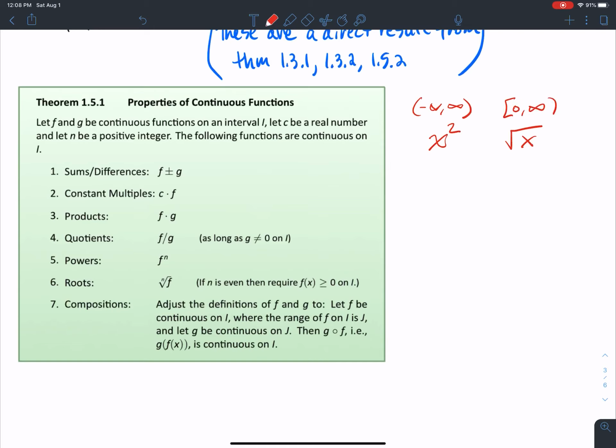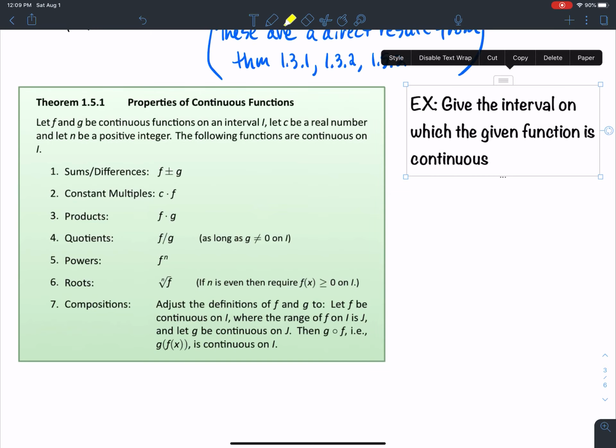Now, the sum or the difference of those two. Well, you think about it, where are they both continuous, right? Well, x squared is continuous everywhere. Now, the square root of x is only continuous from 0 to infinity. So where are they both continuous? Where do they overlap? Well, they both overlap from 0 to infinity. So that would be the new place where they are continuous. So each individual piece needs to be continuous.